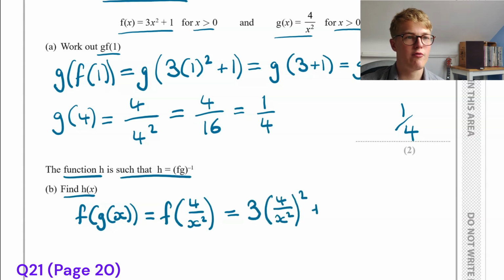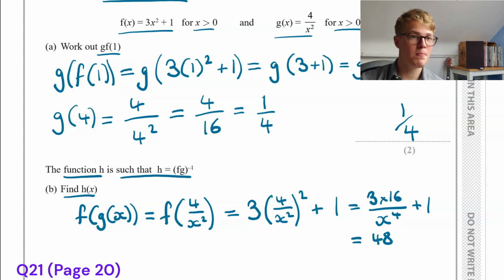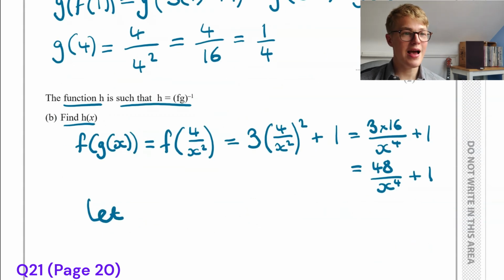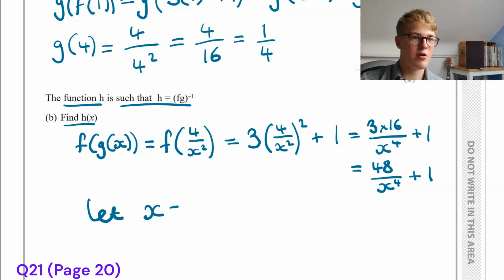So we have 3 times (4 over x squared) plus 1 is equal to 3 times 16 over x to the power of 4, because we've expanded our brackets, plus 1. This becomes 48 over x to the power of 4 plus 1. And now we've found f of g of x. So we need to find the inverse, so we're going to let x equal 48 over y to the power of 4 plus 1, and rearrange to get y on the left hand side.